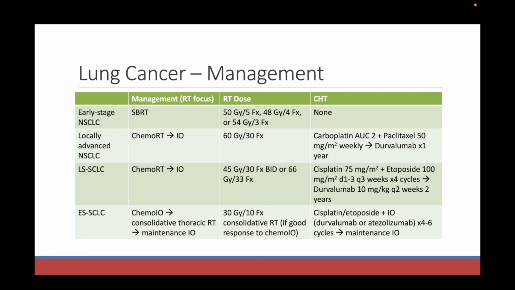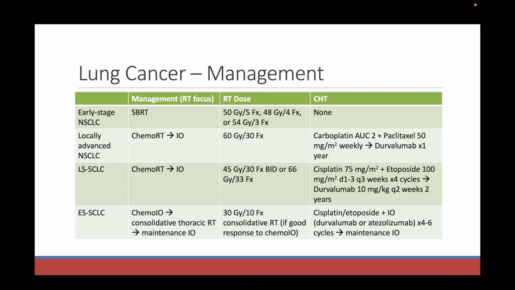So early stage non-small cell lung cancer, patients that either are not a candidate for surgery or do not wish to undergo surgery, we typically manage these with just SBRT. So these are your stage 1 lung cancers. They've had a bronchoscopy, nodes are all negative. These patients can be managed with SBRT alone, and a very safe dose, no matter where you are, is typically 50 gray and 5 fractions.